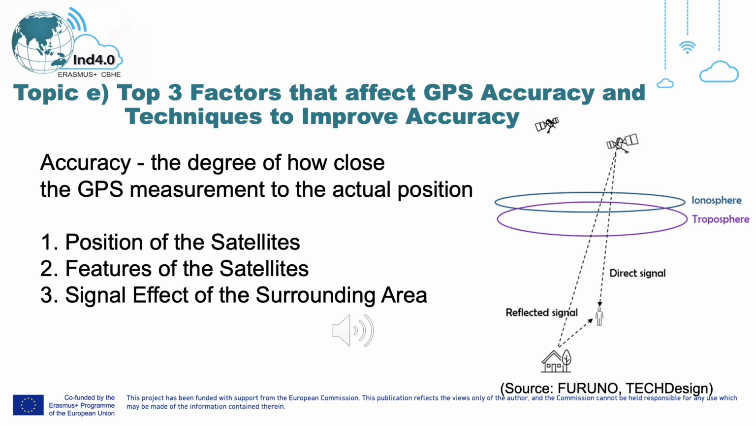The value of precision, or DOP, can be used to calculate GPS accuracy, and a smaller DOP indicates a more accurate GPS signal.